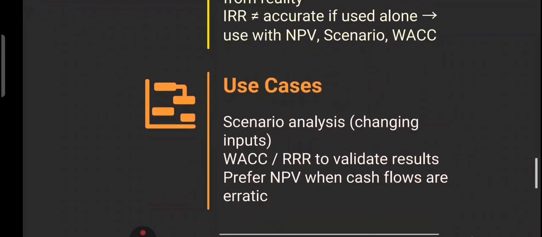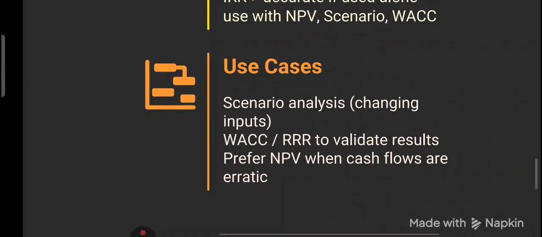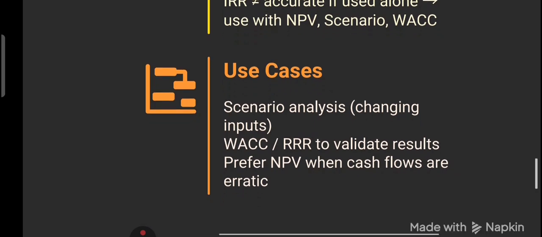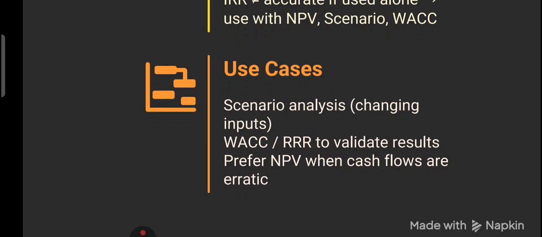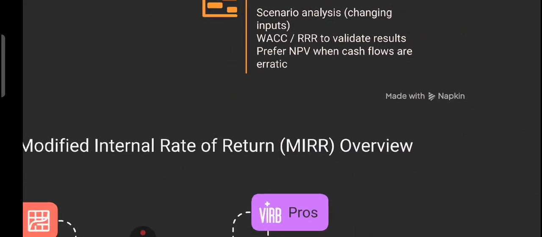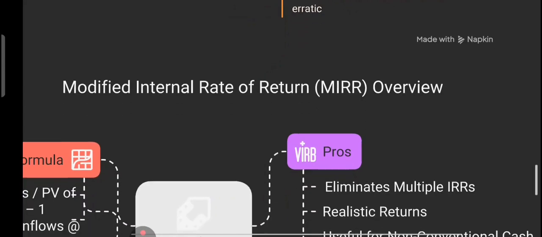So when to use IRR? It is best for scenario analysis, when cash flows are stable and predictable. I told you, when cash flow is unpredictable, with multiple cash flows, it will give you multiple IRRs. Just now I told you, right? In some cases you will get multiple IRRs with a non-traditional cash flow. So when cash flow is stable and predictable, then IRR works best. And always remember, use it as a part of a broader toolkit including NPV, RRR and WACC. So this is all about IRR. What is the limitation, when it is used, how to calculate, every aspect we have covered now.